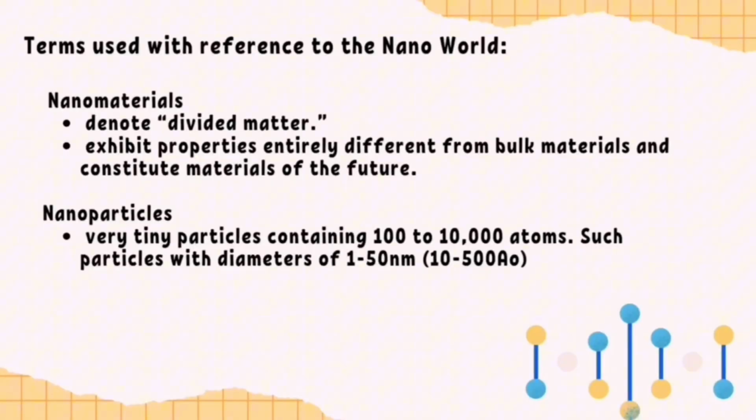Next is nanomaterials. They denote divided matter that exhibits properties entirely different from bulk materials and constitutes materials of the future. This means that the nanomaterials are different from the common materials, which can be used in the future. Take a piece of solid matter, for example a metal containing an Avogadro number of atoms, and go on dividing it into smaller bits. Ultimately, you will end up with an atom of the substance. The Avogadro number is the number of particles in one mole of any substance.